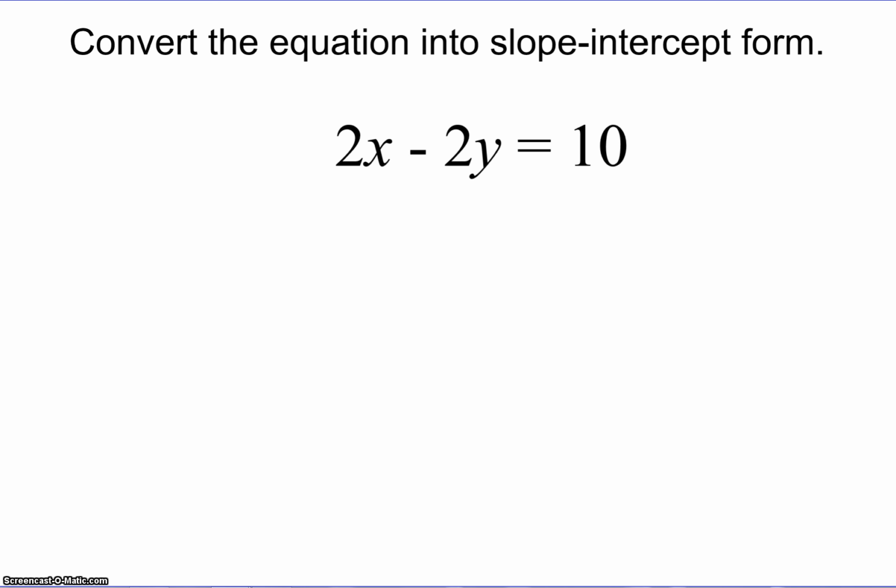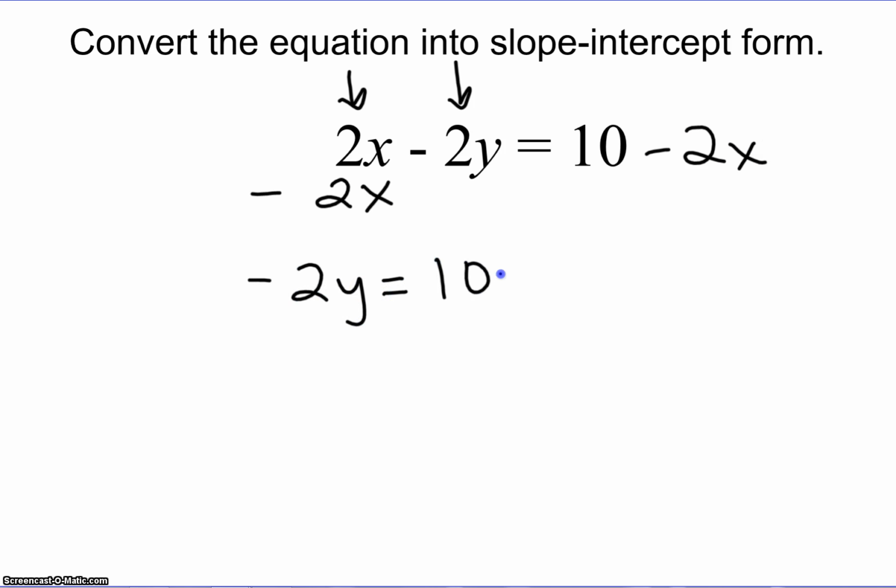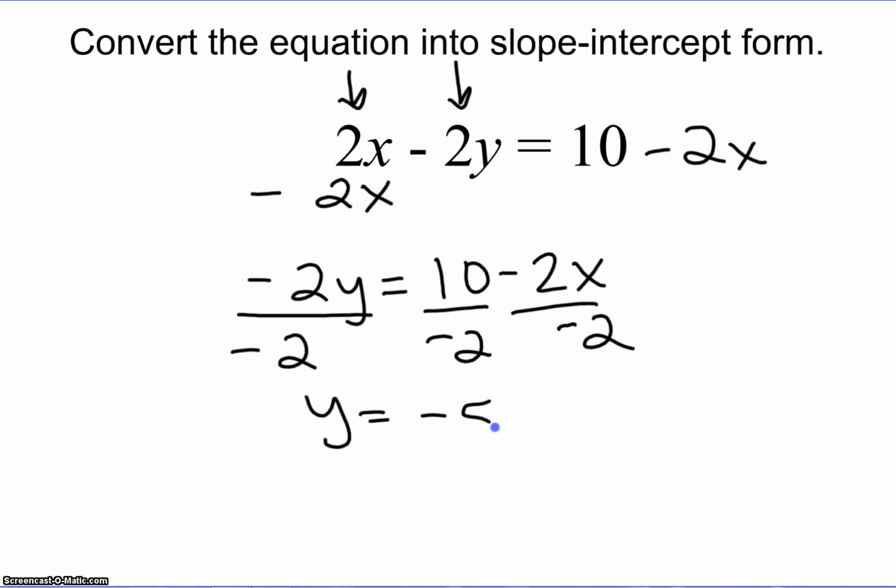Convert the equation to slope-intercept form. You'll notice now that our coefficients are greater than 1. But I also know that I still need my y by itself on one side. So to do that, I'm going to do minus 2x. So I'm left with negative 2y equals 10 minus 2x. But now I need to get rid of this coefficient, so I'm going to divide by negative 2 on both sides. So y equals negative 5 plus x, but is that in the correct form? No. So y equals x minus 5.